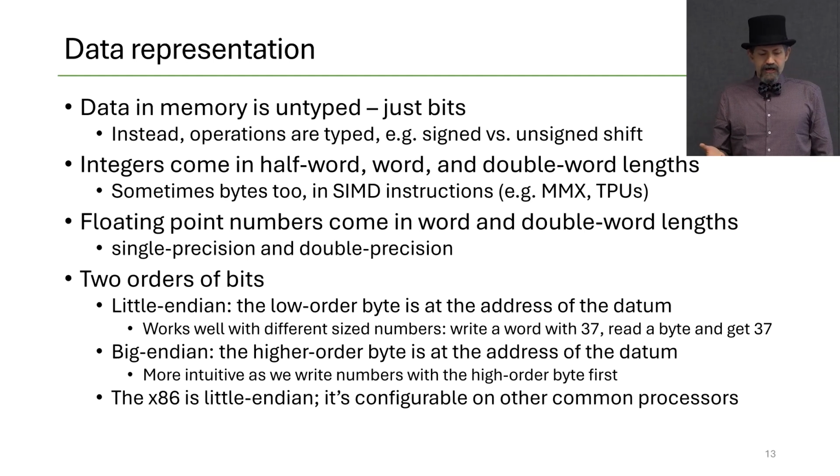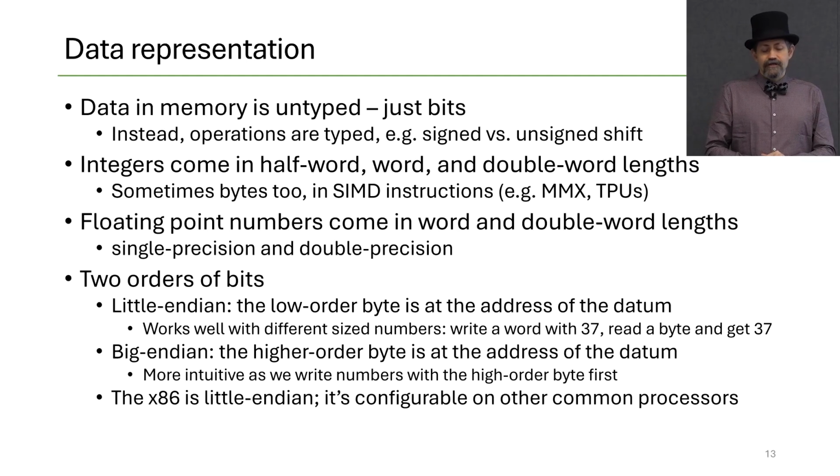When we store integers, they come in different lengths. Typically, they come in half-word, word, and double-word lengths. Sometimes integers can be stored in bytes too. For example, SIMD instructions that you might find in MMX extensions to the x86 or in tensor processing units, or TPUs, might operate on many bytes at a time.